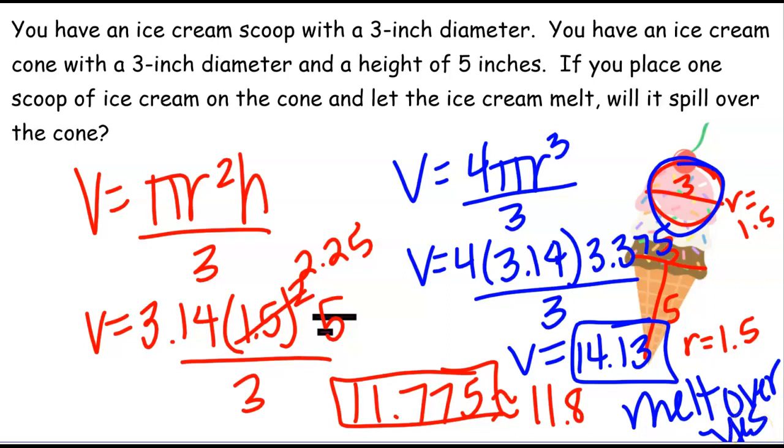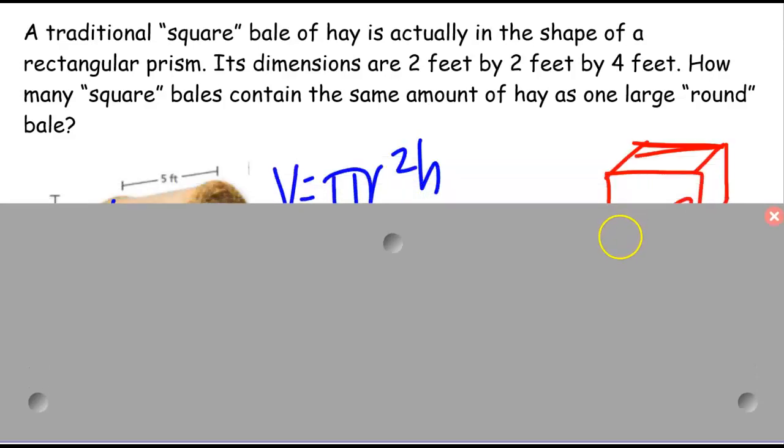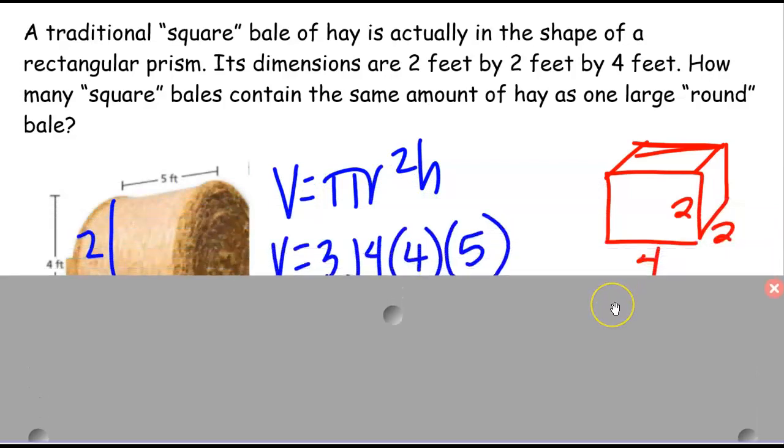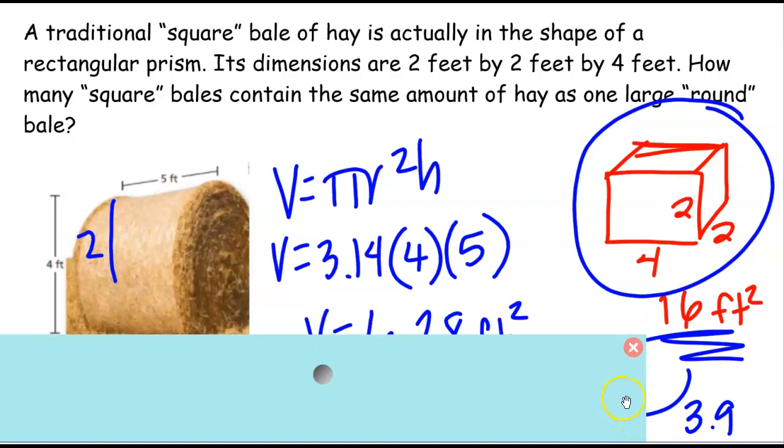Okay, next we are talking about a bale of hay. A traditional square bale of hay is actually in the shape of a rectangular prism. Its dimensions are 2 by 2 by 4. I want you to go ahead and draw a bale of hay, 2 by 2 by 4. Okay, I've got my bale that I'm drawing right here. If I multiply those out together, 2 by 2 by 4, oh goodness, that's going to give me 16 feet. Okay, 16 feet squared.